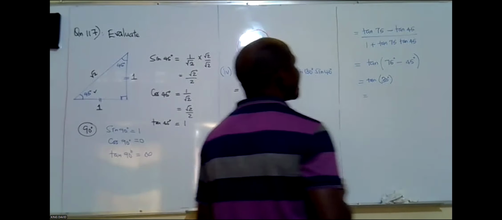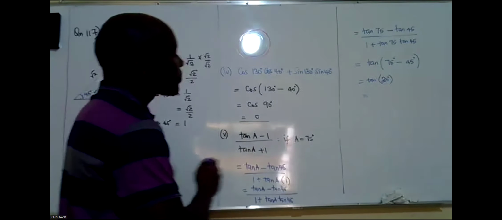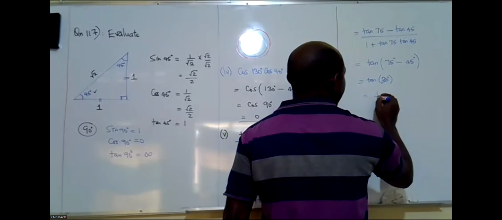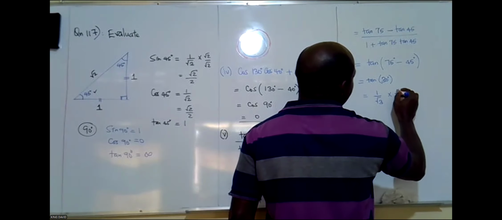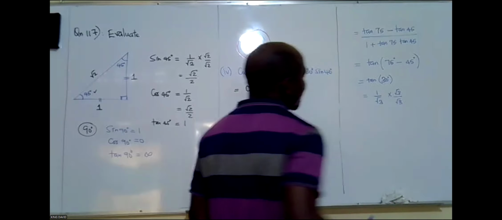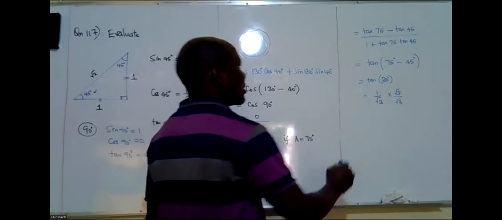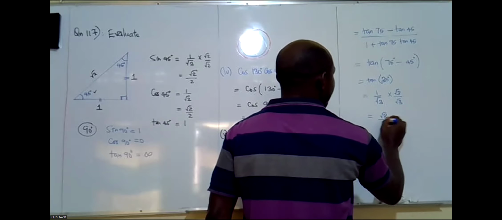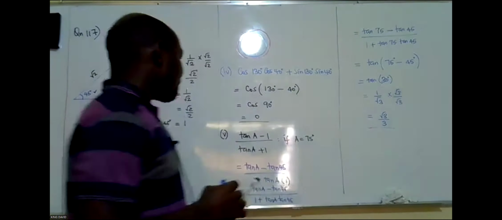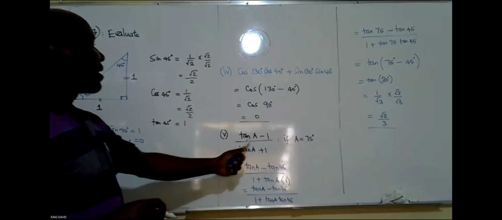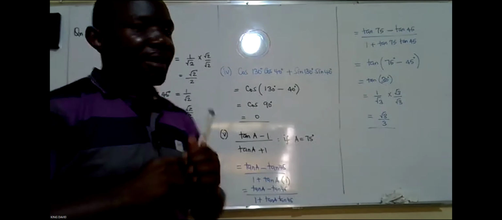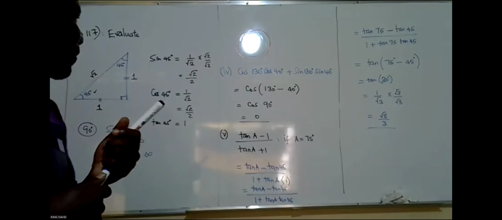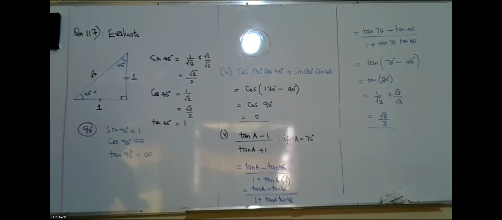Then from special angles, tan of 30 is actually 1 out of root 3, which you could even rationalize in case you wish to. Rationalize the denominator, and this would give us root 3 out of 3. So that means tan A minus 1 out of 1 plus tan A is going to be root 3 out of 3 with our A as 75. Wow, that is good.